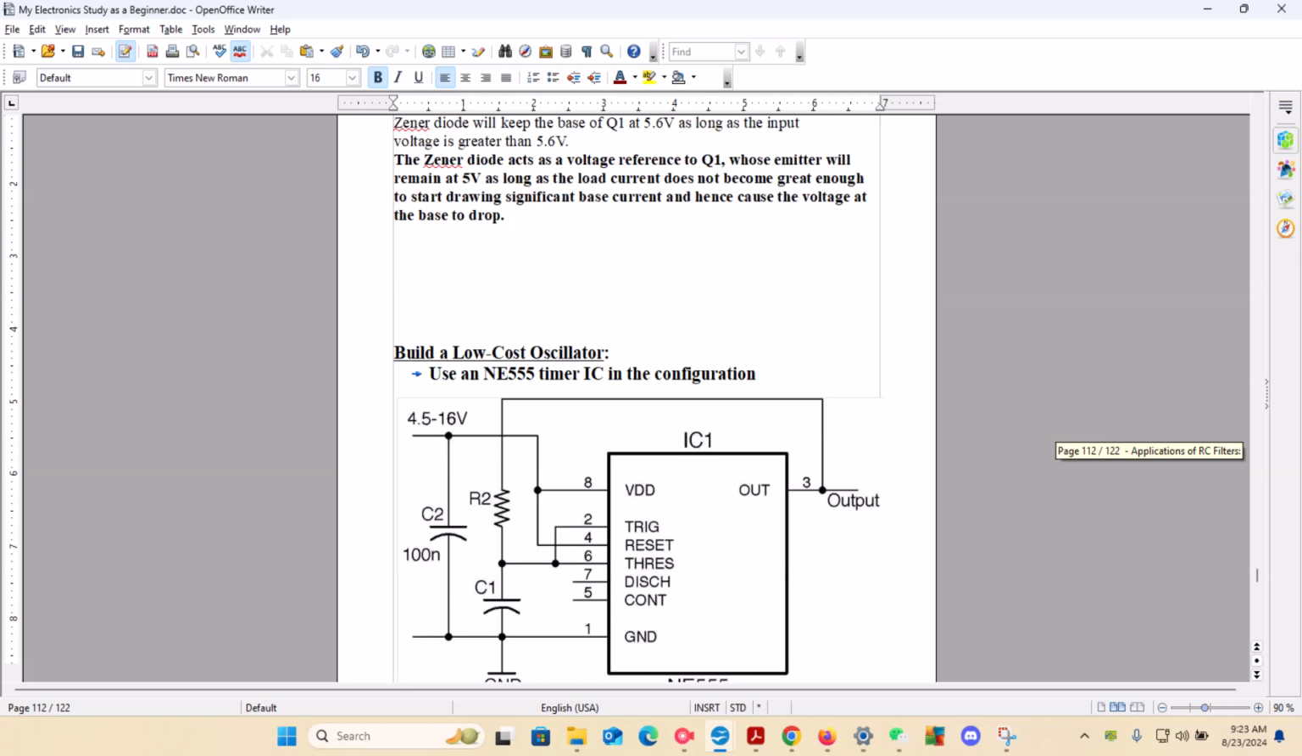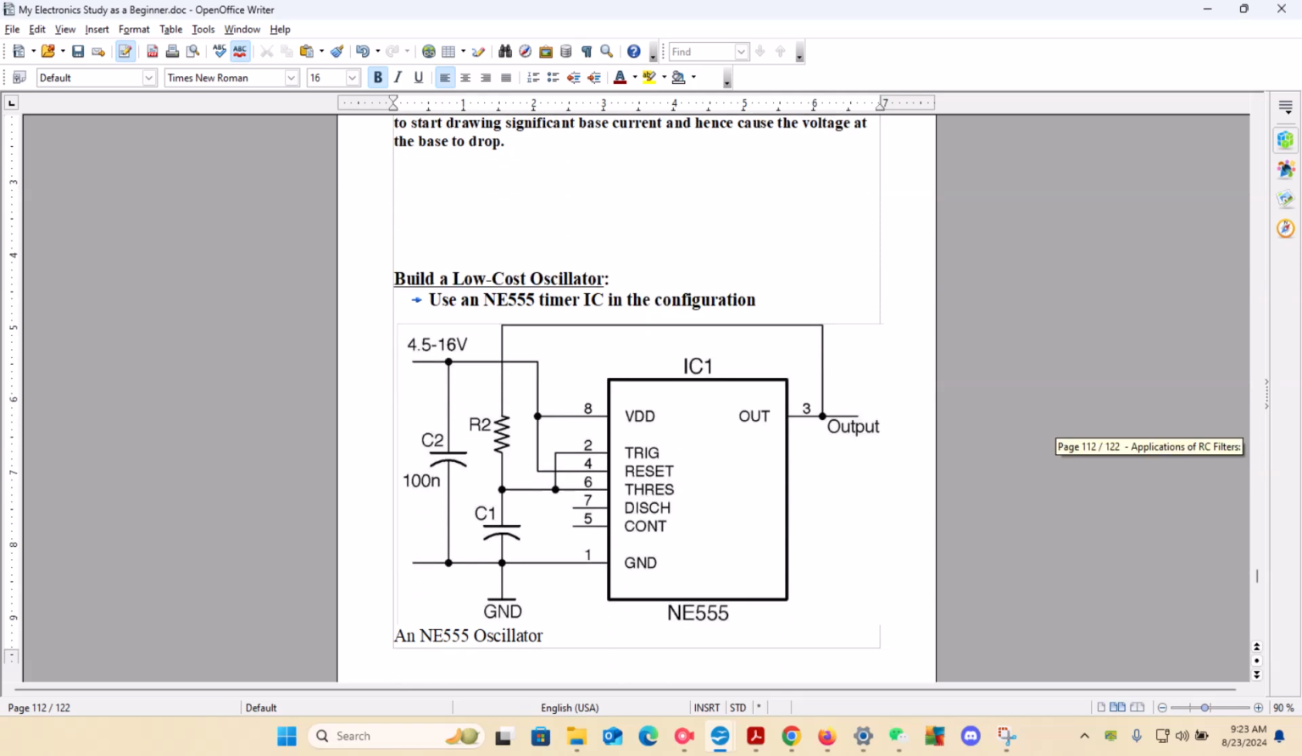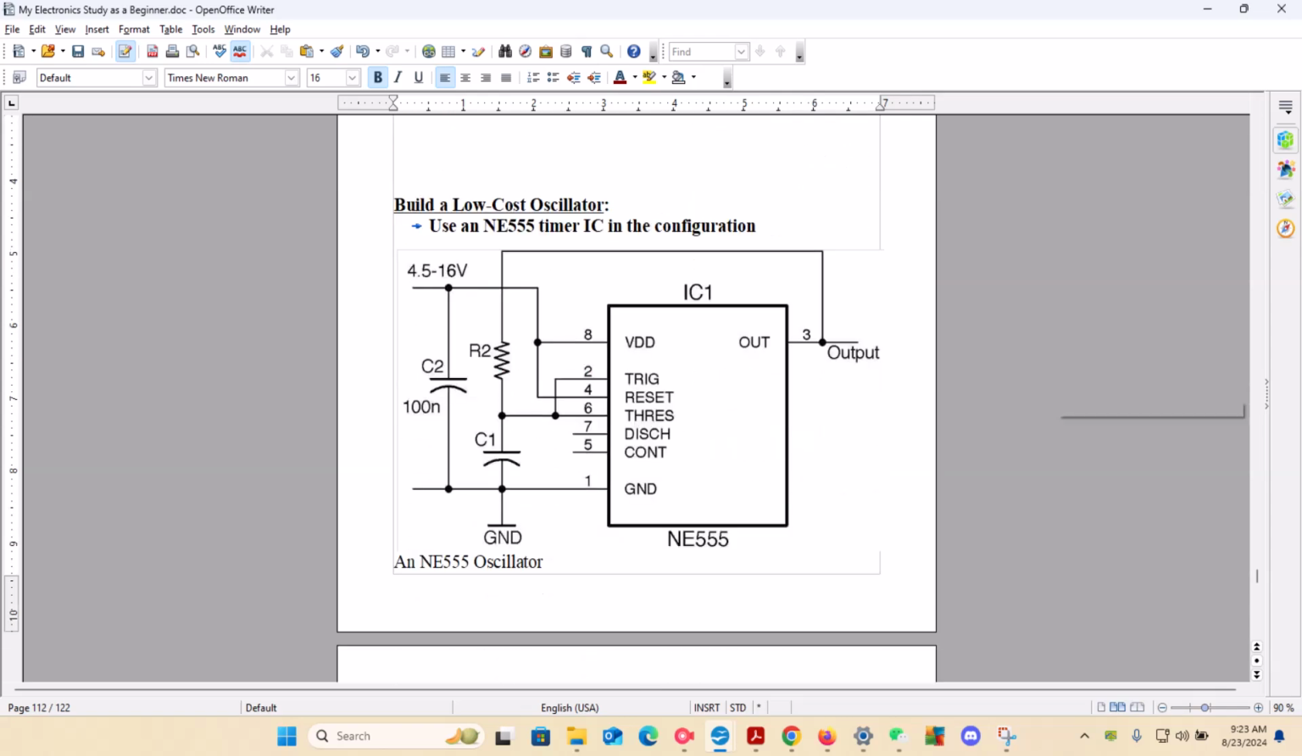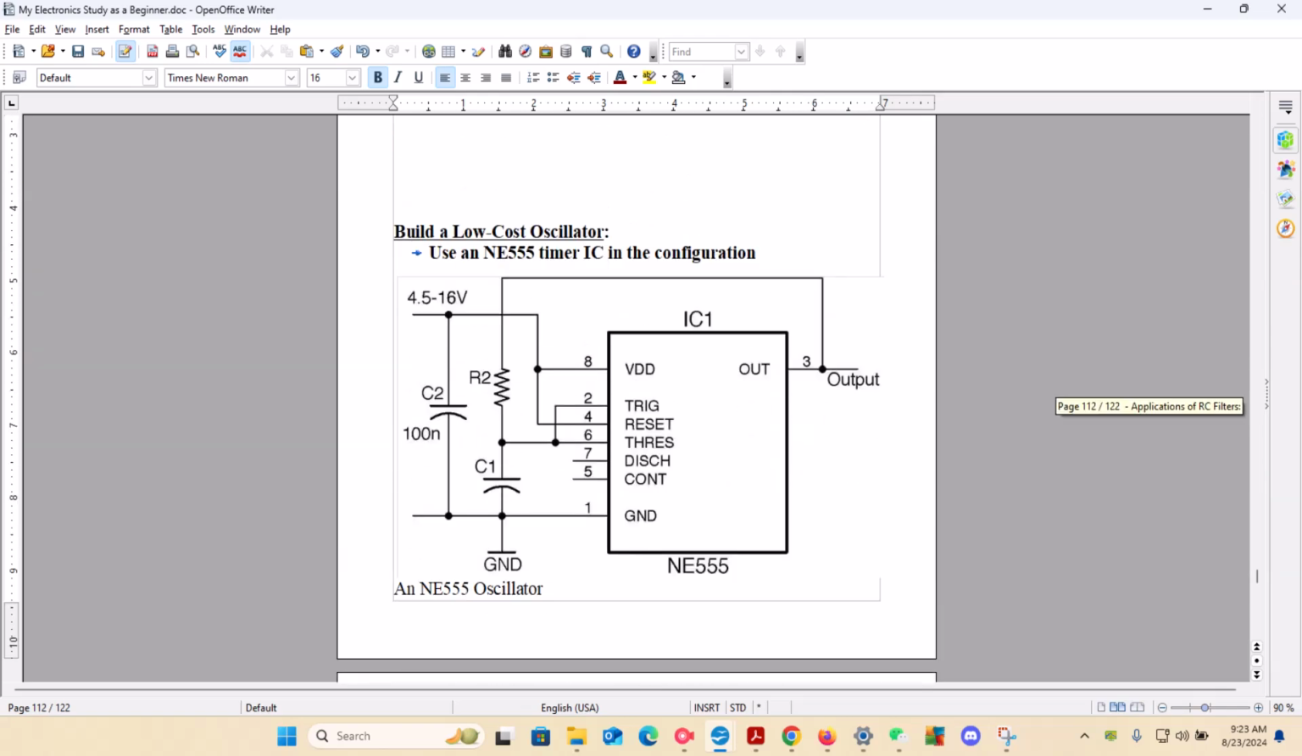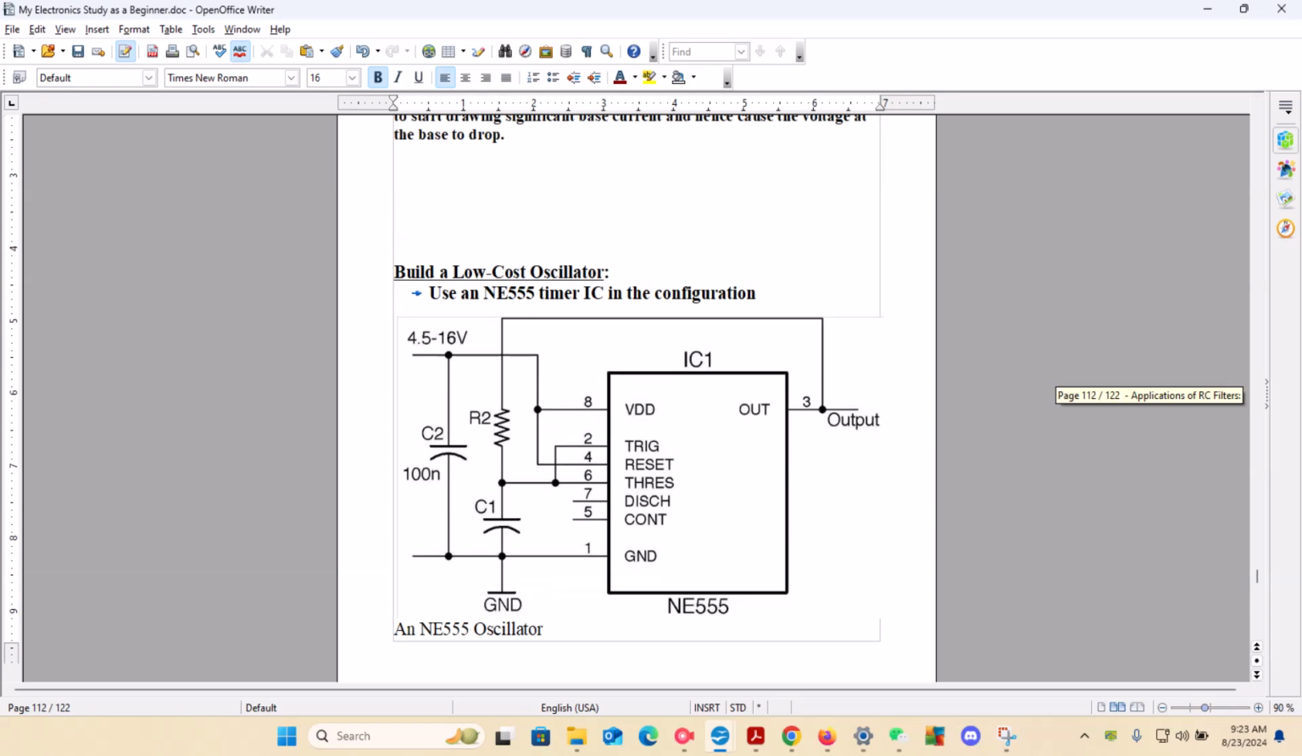Now, when we want to build a low-cost oscillator from these projects that we're doing, you can do it with Arduino or Raspberry Pi. I haven't talked about any of the programming behind it because that's something separate you should be looking at. I'm just looking at the basic electronics aspect of it.